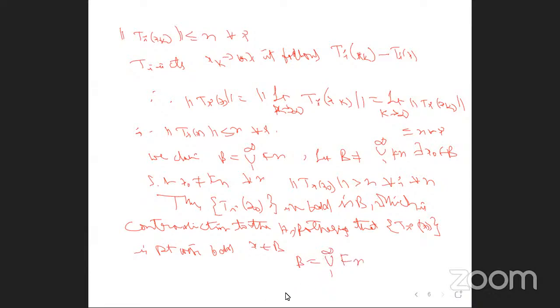So hence B is complete. By the Baire category theorem, B is complete, so B equals the union of F_n from 1 to infinity. This is what we just proved by the Baire category theorem.